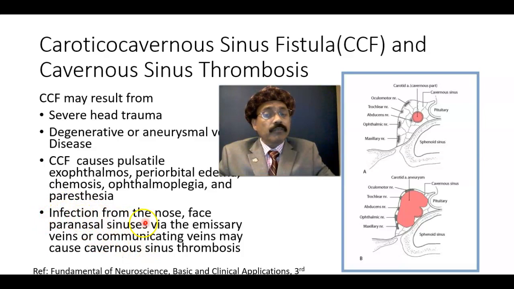On the other hand, there can be infection from the nose, face, or paranasal sinuses, what we can call the danger area of the face. What will happen? Infection may reach the cavernous sinus by direct communication or via the emissary veins. Emissary veins connect the extracranial veins to the intracranial veins. Due to this communication, infection may spread into the cavernous spaces and there may be thrombosis, which may have a devastating outcome.